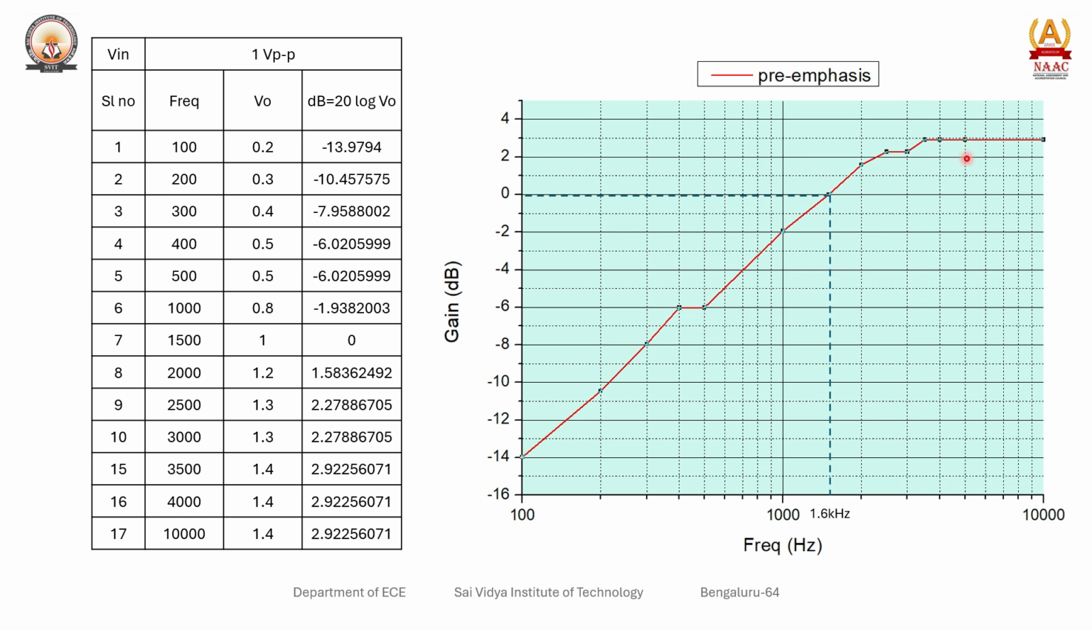So this is 1, 2 and 3. Draw one horizontal line. It intersects the graph at this point, and then draw a vertical line. Note down the frequency. We got 1.6 kilohertz for pre-emphasis.